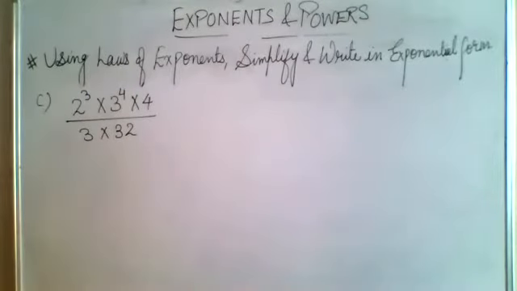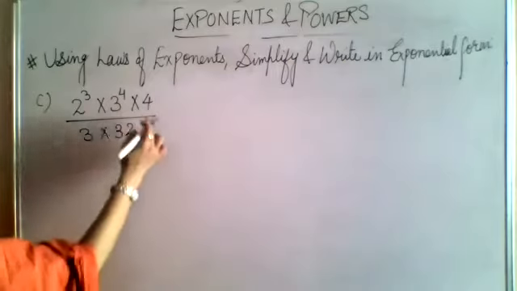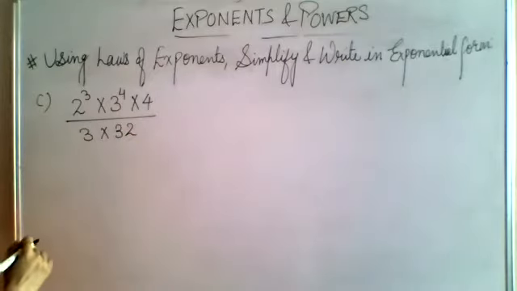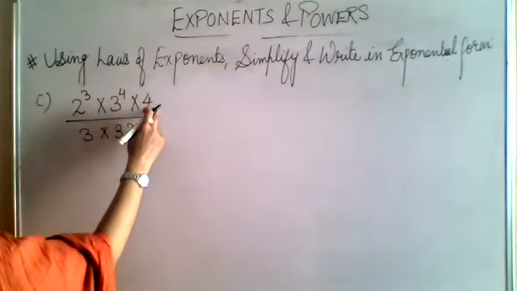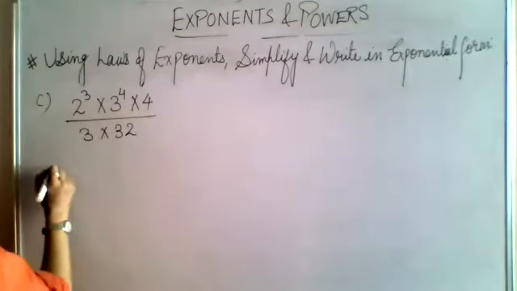In the next part, it is written here 2 raised to power 3 multiplied by 3 raised to power 4 multiplied by 4 divided by 3 into 32. If you observe here, prime numbers are given and composite numbers also. So you will convert these composite numbers into prime numbers. So 4 you can write as 2 into 2.